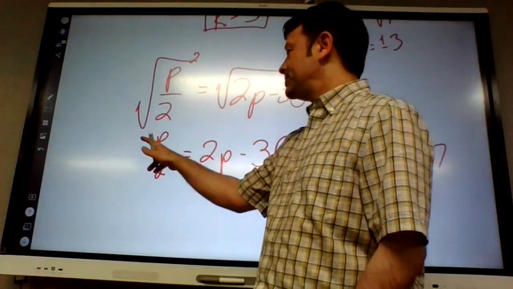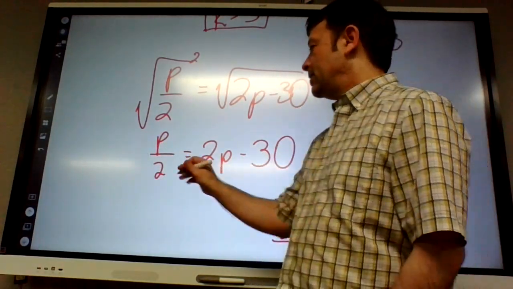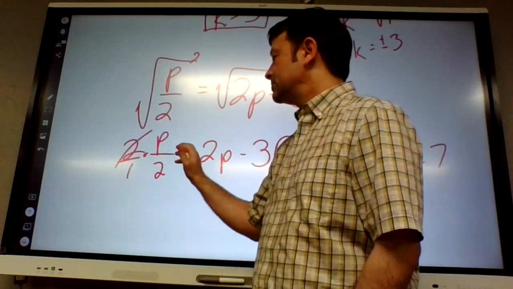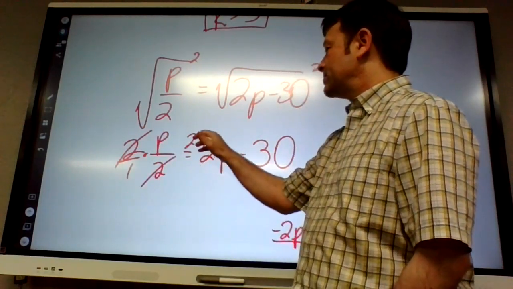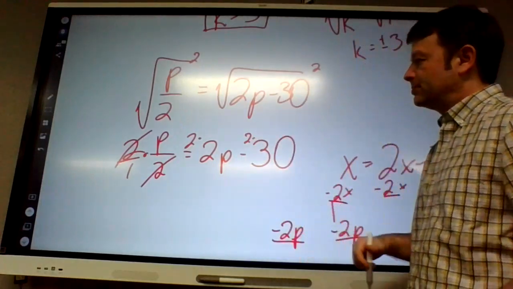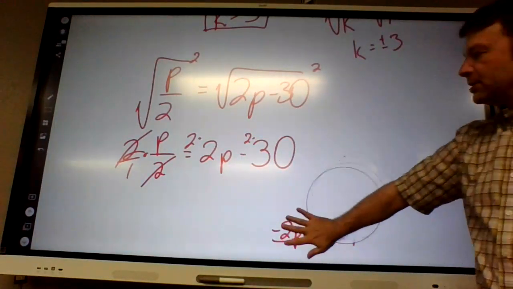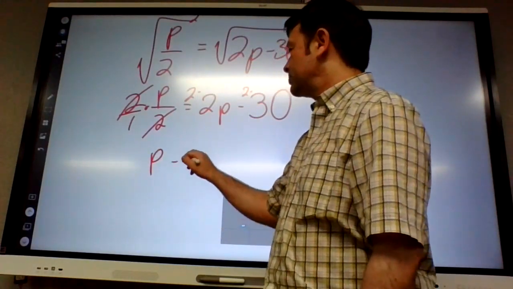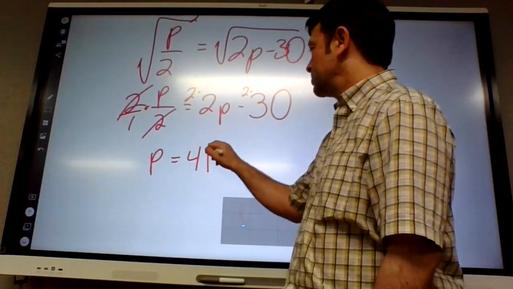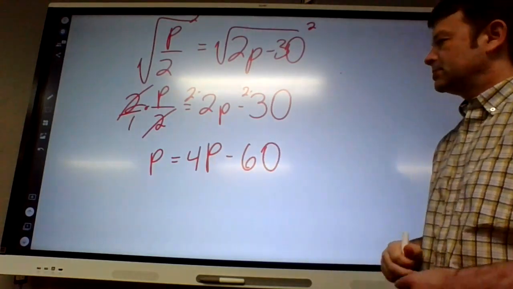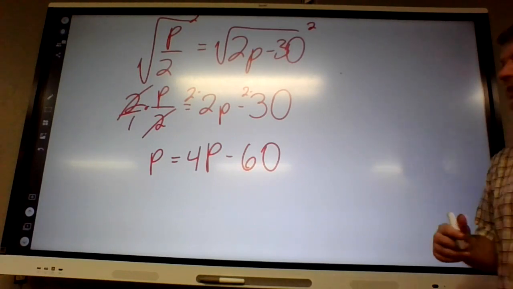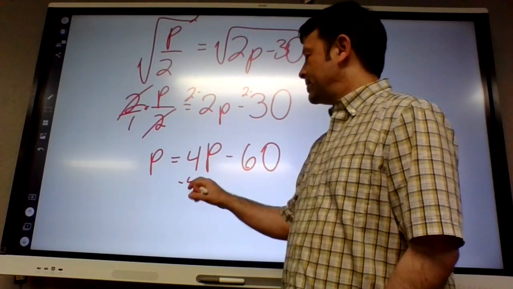But you could do what Sam said and multiply both sides by 2, because what's going to happen? The denominator is going to go bye-bye. So this times 2 would give us p equals 4p minus 60. Which looks much simpler, right? So that kind of cleaned up the mess for us.